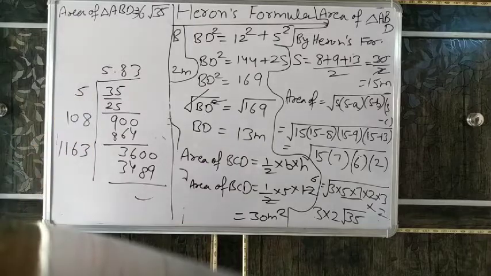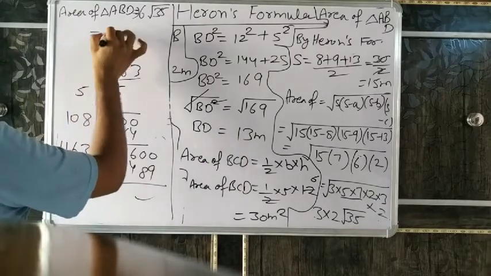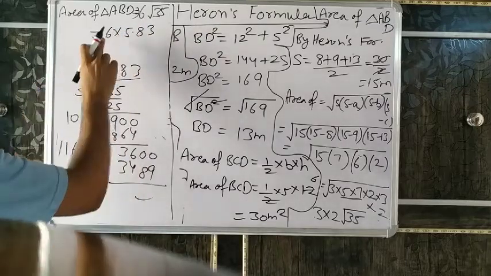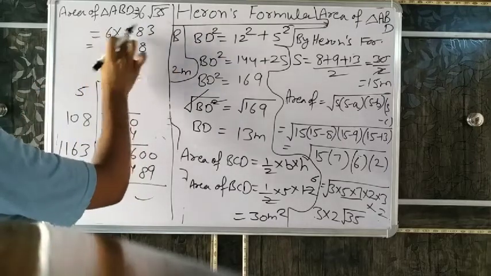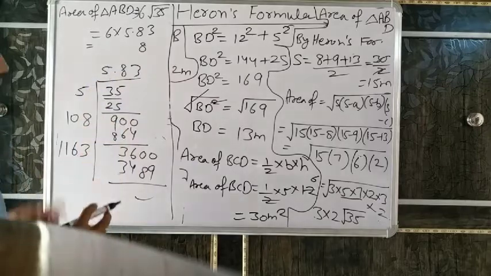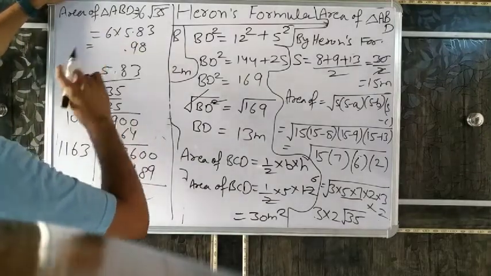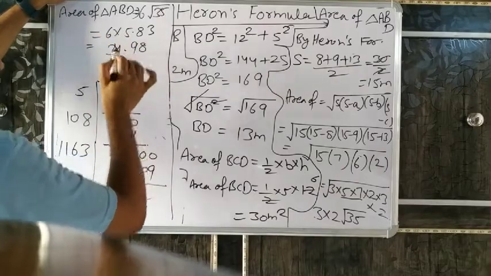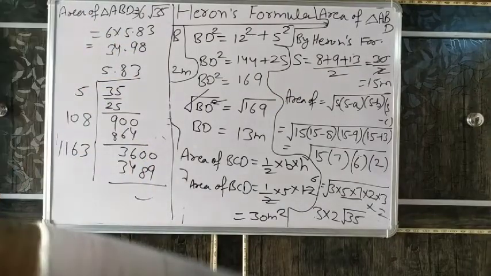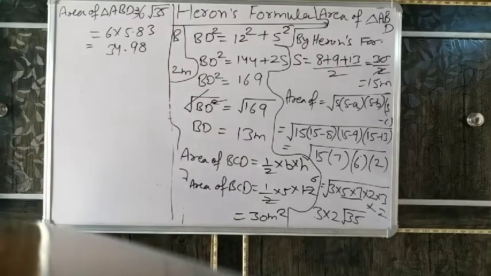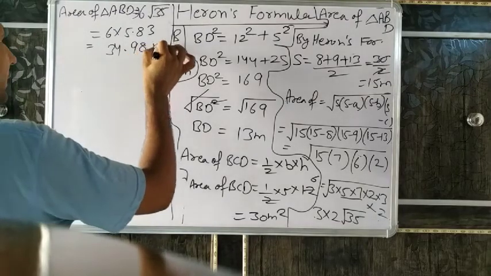What is 5.83? So we can write 6 into 5.83 and you can multiply. 6 into 3, 18. 6 into 8, 48. 48 plus 1 is 49 and 9. 6 into 5, so 30. So what is the area? In decimal, 34.98. We will write only up to 2 decimals. Understand? So it is meter square.